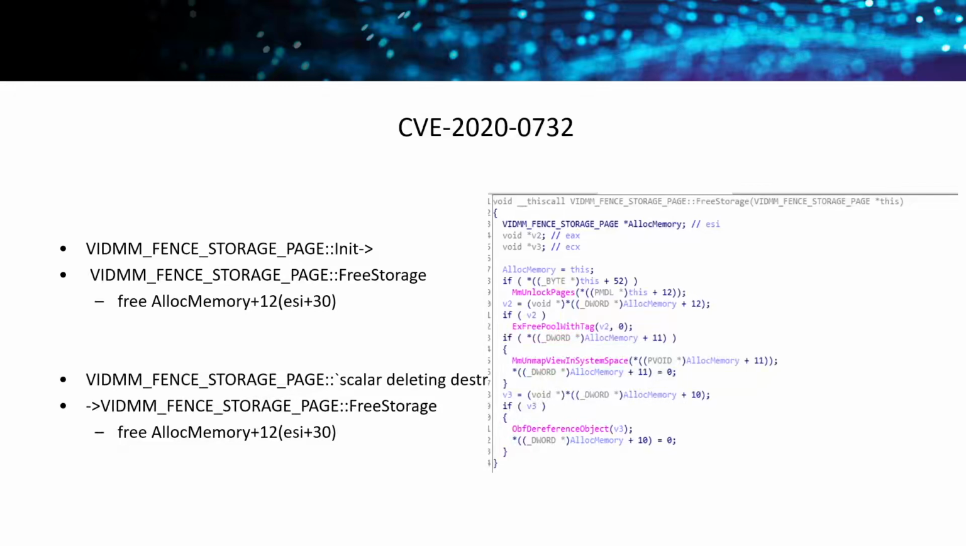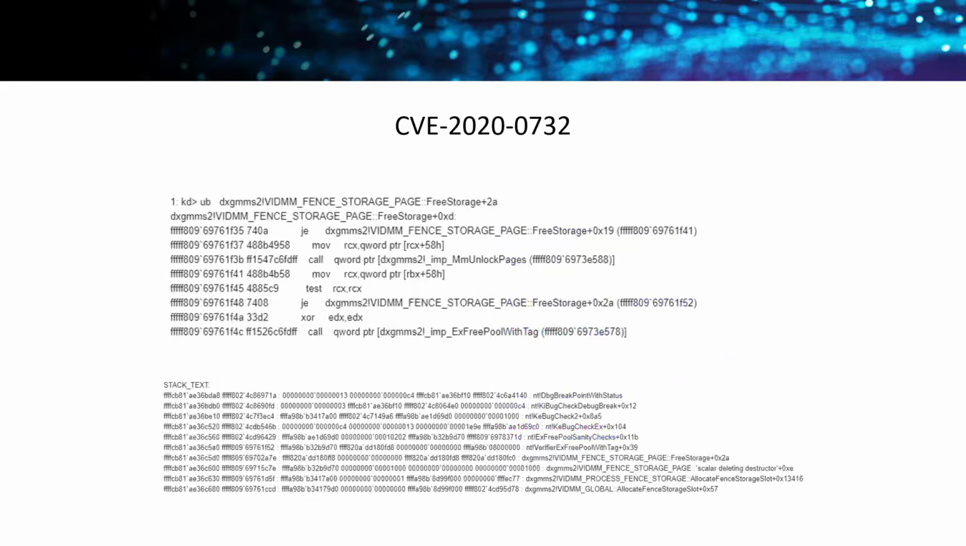Okay, we can see in the red picture that the VID MMS function storage page free storage function does not clear to 0 after releasing the memory, and we know two paths. So after the constructor is called, we can call the destructor, which will trigger both and cause double free. Okay, the next, this is the dump. We can clearly see the seed, locate, and the next.